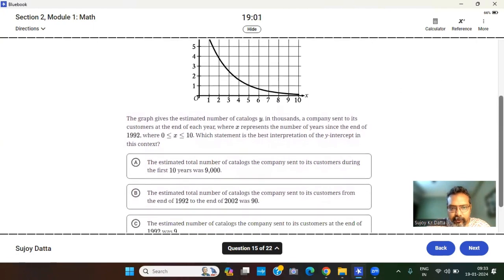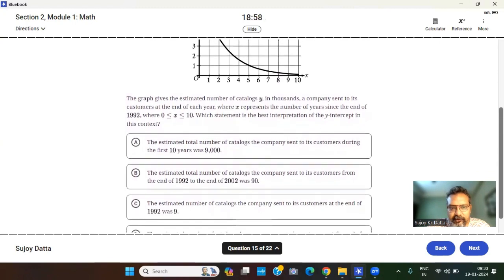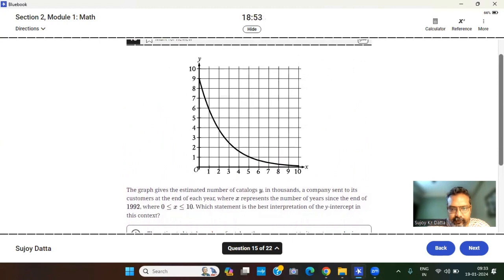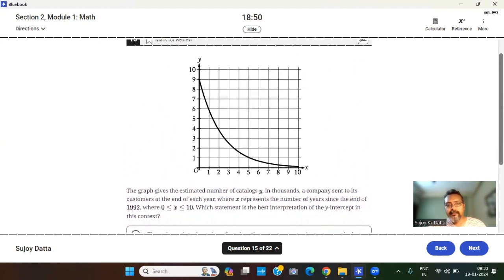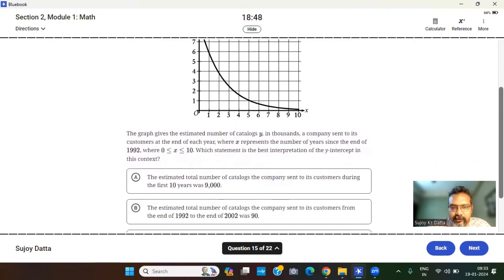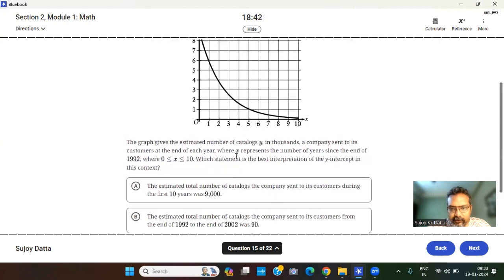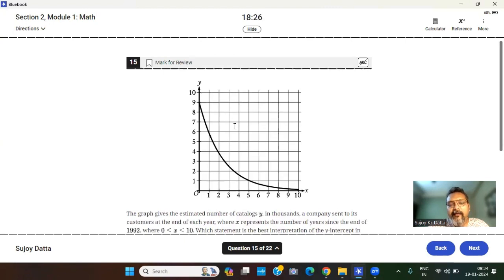What are they saying? The total number of catalogs the company sent to its customers during the first 10 years was 9,000. So this y is in thousands. They're saying that the total sent in these 10 years was 9,000. The first 10 years, so that means we'll start from 1, right? Because 0 to 10 is basically 11 years. So the first 10 years will start from the first value. So the first value itself is 9,000.